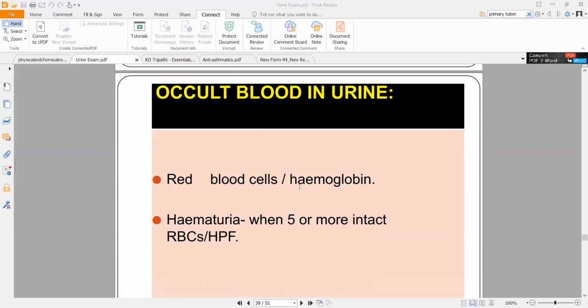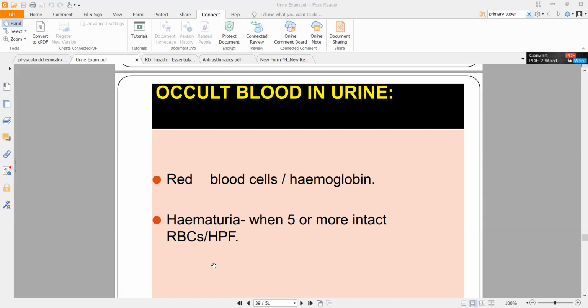Now, coming to occult blood in urine. So basically, you are testing for blood in urine, RBCs or hemoglobin in urine. Normally, they should not be present. Here, because of some problem, they are present. Generally speaking, the condition where hematuria occurs, hematuria is basically blood in urine. That is the literal translation of hematuria.